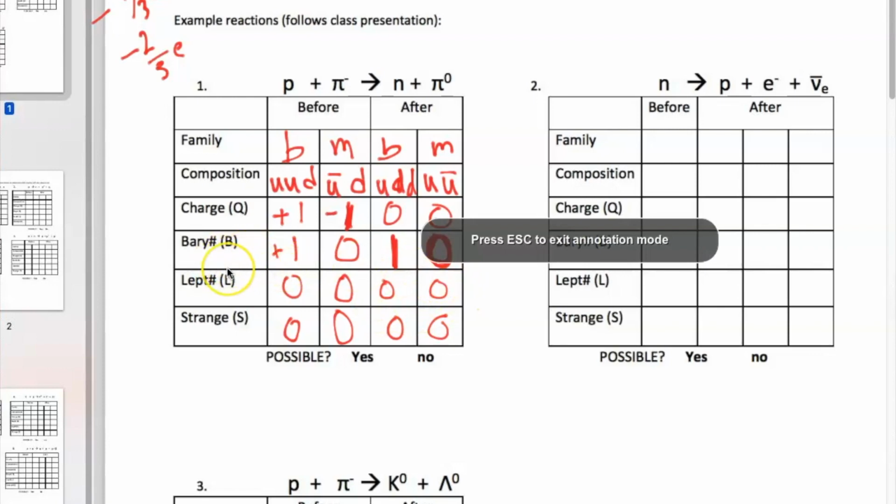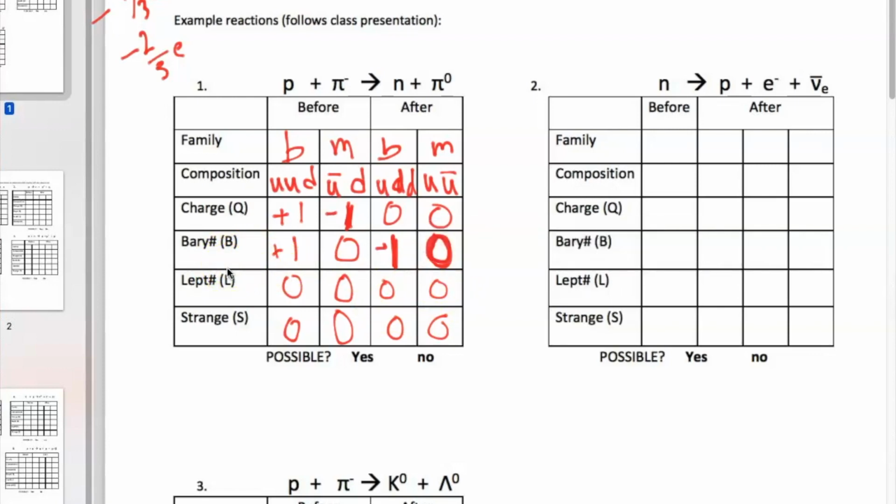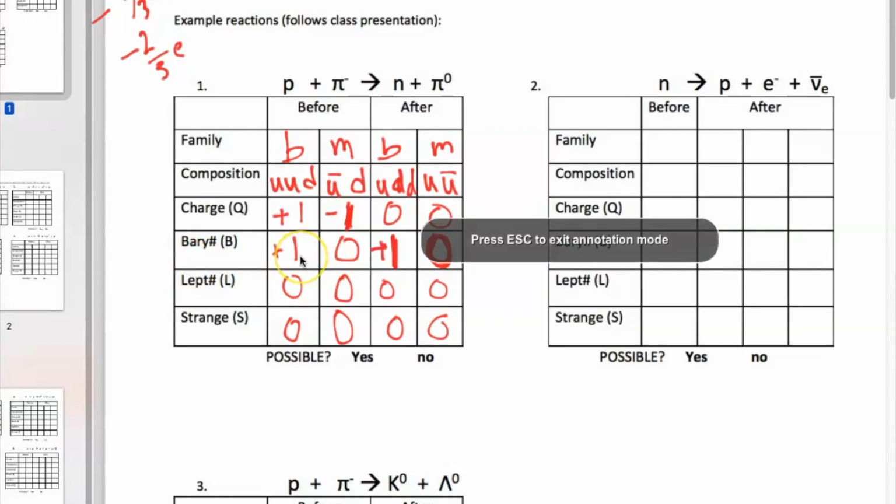But we do need to look at our baryon numbers. So for our baryon numbers, we have a +1 on the reactant side. I'm going to put a little line separating the two just so that I can see that they're separate.